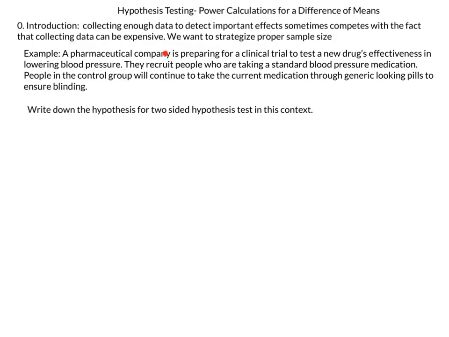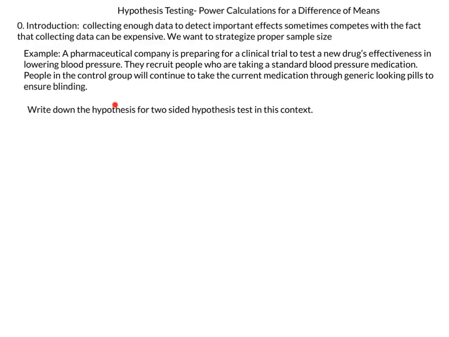A pharmaceutical company is preparing for a clinical trial to test a new drug's effectiveness in lowering blood pressure. They recruit people who are taking a standard blood pressure medication. The people in the control group will continue to take the current medication through a generic-looking pill to ensure blinding. And then, of course, the treatment group will take this new drug.